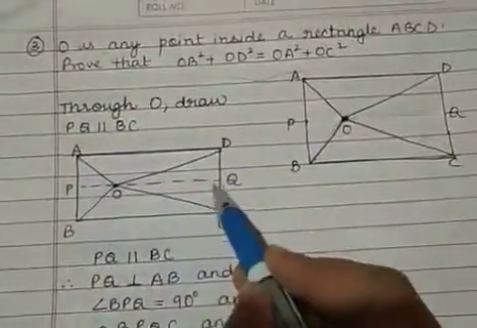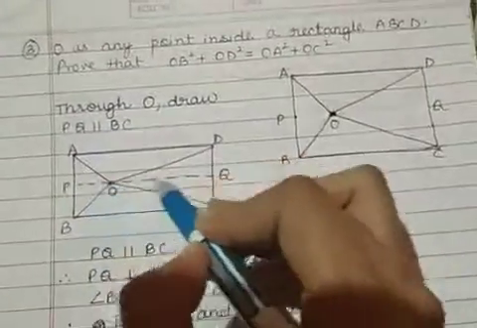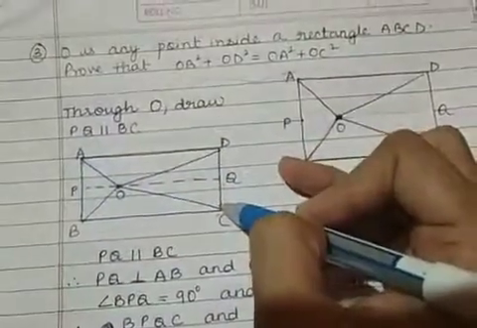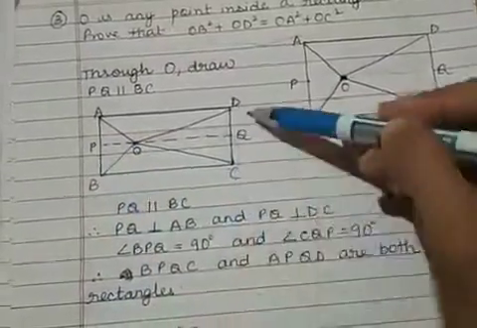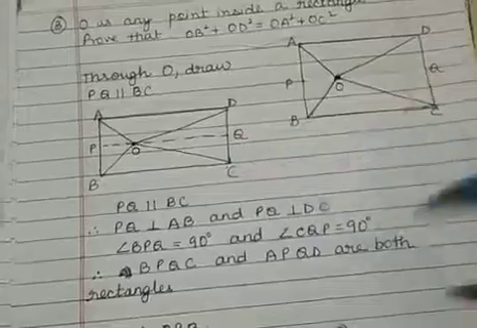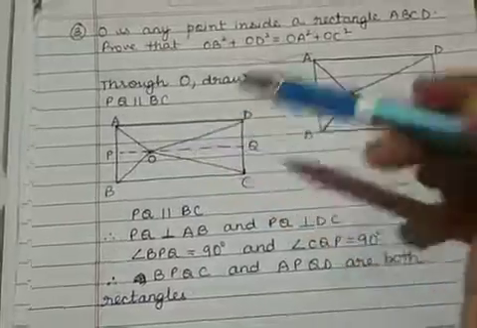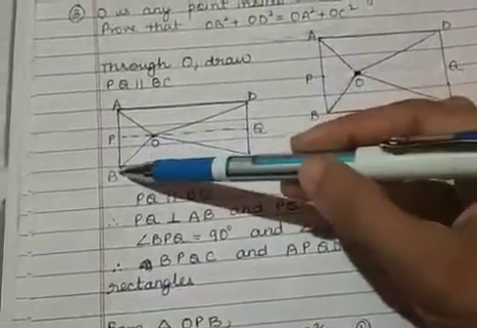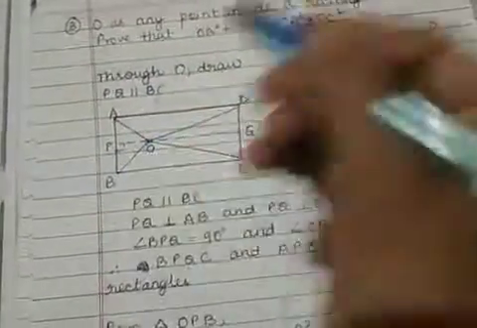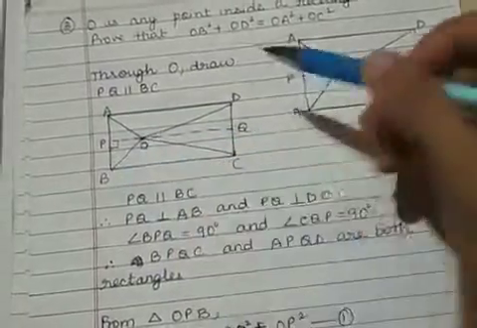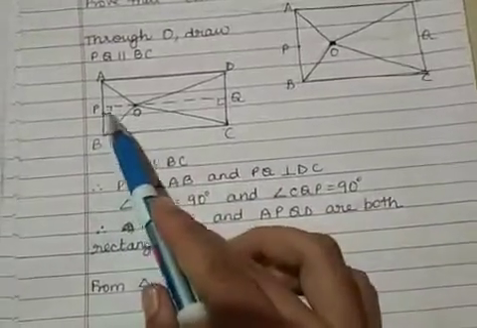Now PQ is parallel to BC. So since this line is parallel to this line, it has to be perpendicular to these two lines, correct? So PQ is perpendicular to AB and PQ is perpendicular to CD or DC. Correct? So this angle BPQ is 90 degrees, correct? And also angle CQP is also 90 degrees. Okay. Now, this is one observation you have to make.